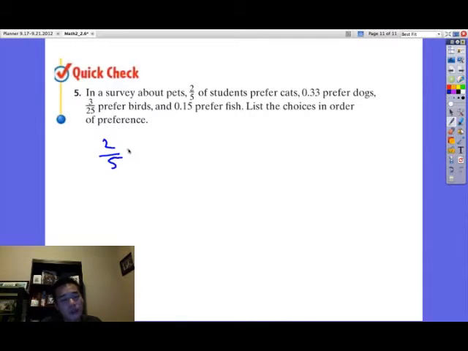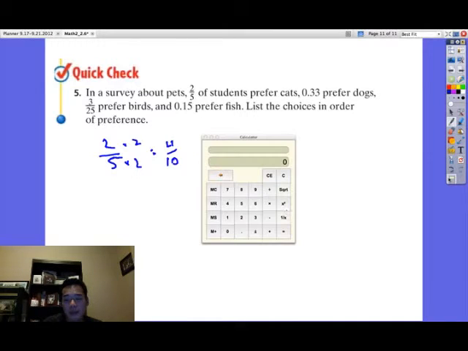You can quickly do some mental math, and you know that 5 is a factor of 10. I'm going to show you another way of doing it. I'm going to multiply the top and the bottom by 2, and I get 4/10. So that is 0.4. So 2/5 is 0.4. 0.33 is already a decimal, so we're good. 3/25ths, I can't really do in my head, so we go to the calculator. 3 divided by 25, and you get 0.12.